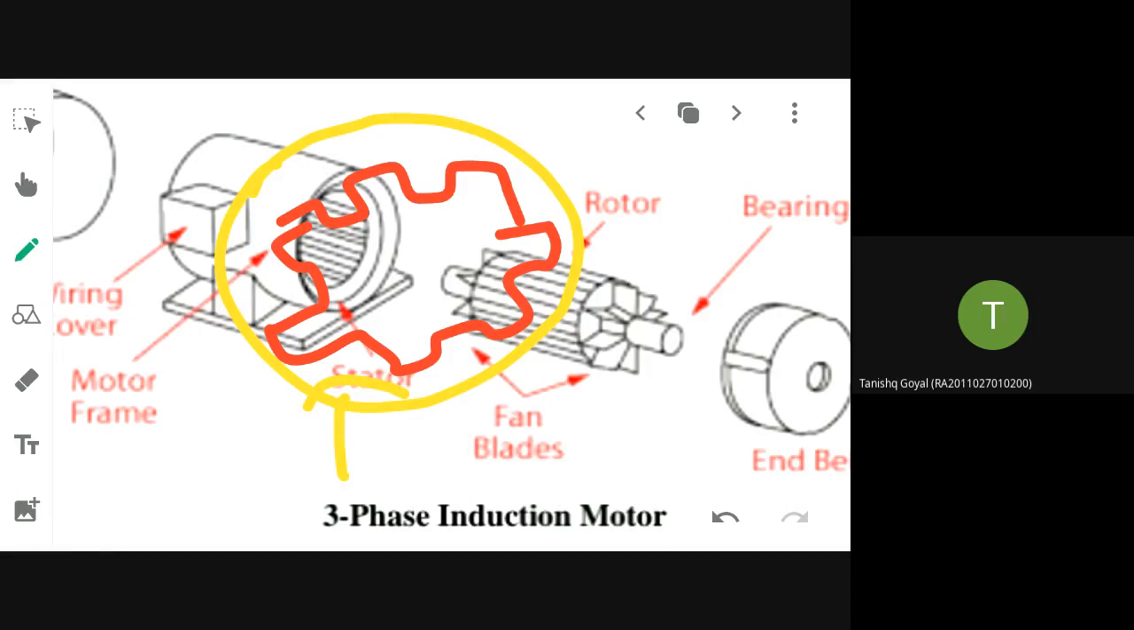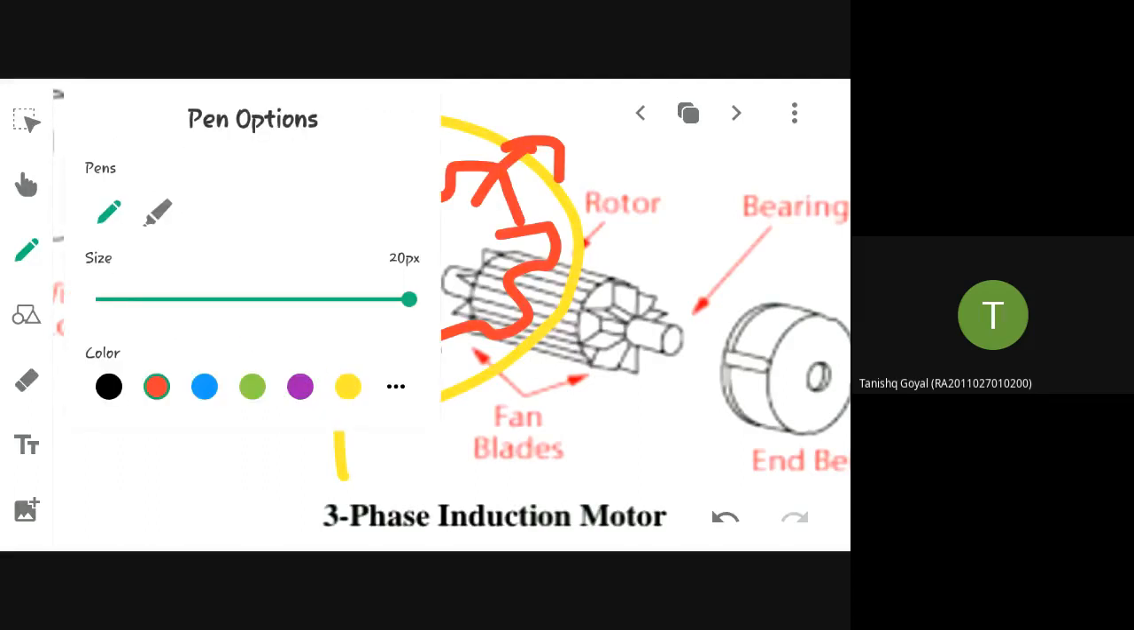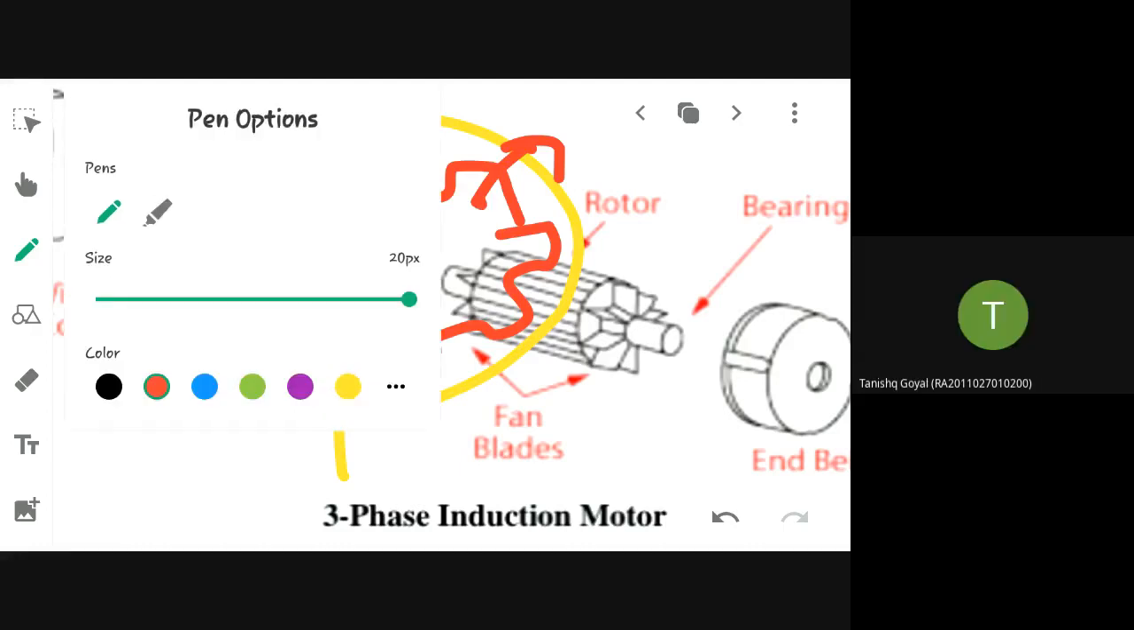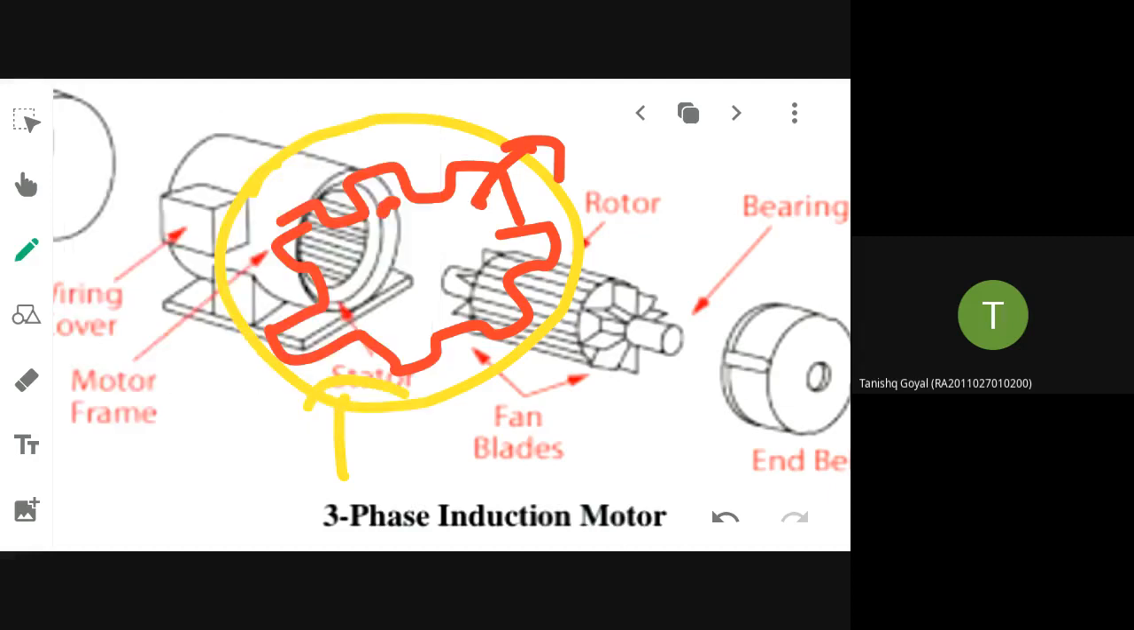Inner periphery means the inner circle. The outer periphery means the outer boundary. So the inner boundary is cut with different slots. Like this, openings will be there, some small openings in which you are going to keep the conductor.